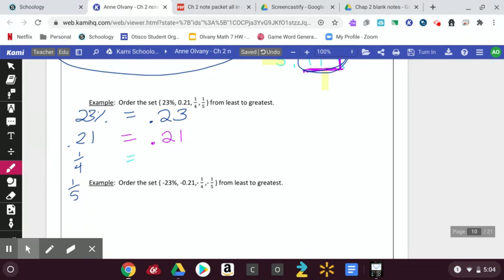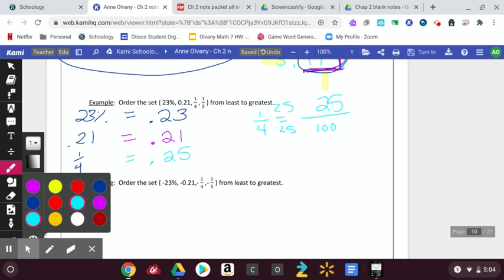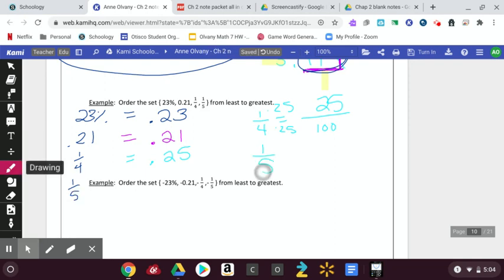1/4. I'm going to do my work over here. If I multiply by 25, I'll get 100. If I multiply this by 25, that's 2,500. So 0.25. And then 1/5. If I multiply, that's 20 hundredths. So this one is 0.20.